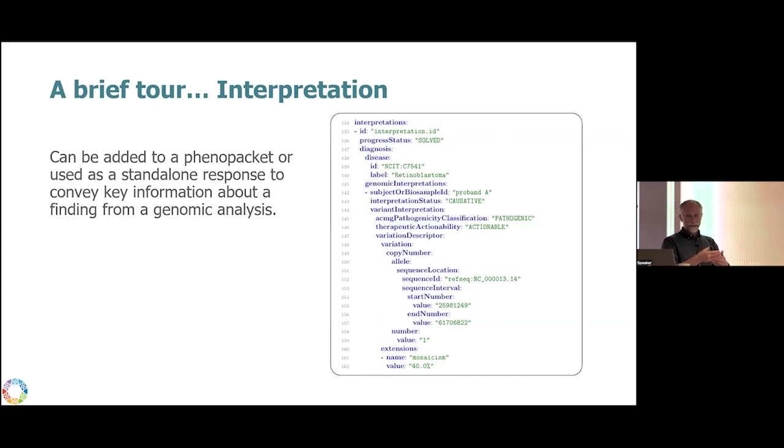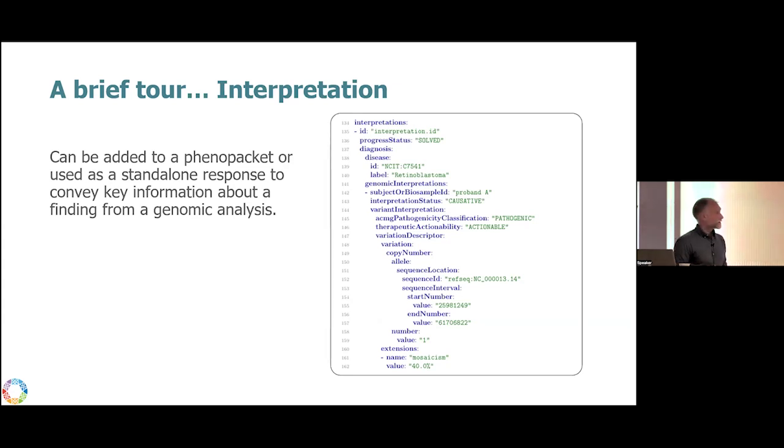So if you take these two together, you can then say, okay, knowing this is the patient's genotype and this is the patient's phenotype, how do we come up with an interpretation to say this is, I think, our causative variant? So this is where the interpretation comes in. You can say here that we have a progress status for the interpretation, so you can say that we're still working on this, but in this case, we have a solved status.